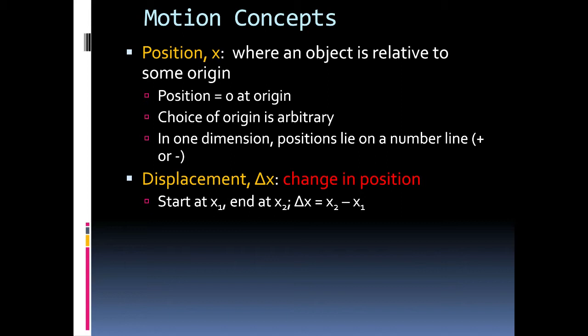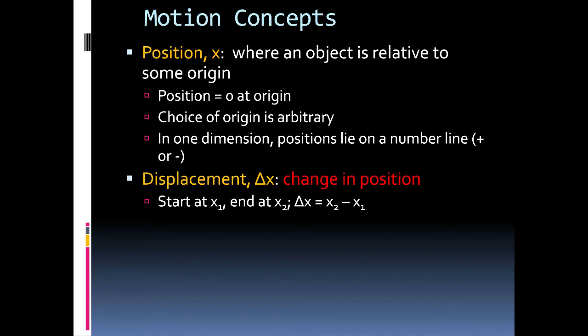Remember, subtraction means add the opposite. So if you call position 1 x sub 1, and position 2 x sub 2, where position 1 would be at time t sub 1 and position 2 at time t sub 2, you would get this relationship here. You start at x1, you end at x2. The change in x is the difference between those values.